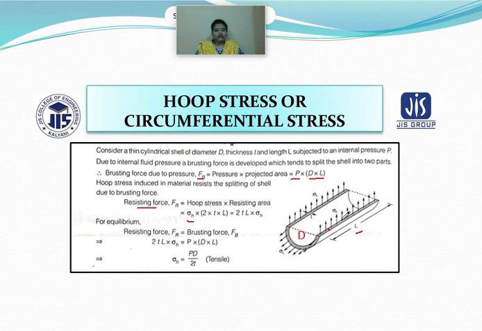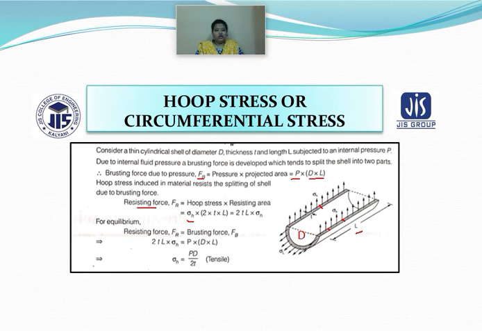So you can see the thickness is on this side, and also on this side. You are facing the thickness on these two walls. That's why you have written 2 into T into L. So this is your projected area for the thin cylinder. So the resisting force is equal to sigma H into 2 into T into L.